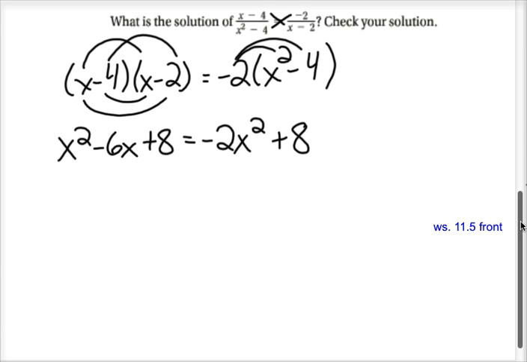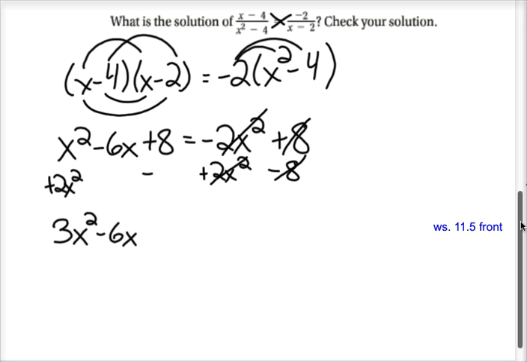So I want to get everything to one side of my equation. So I'm going to add 2x squared to both sides. So we get 3x squared, we have our minus 6x, and I'm also going to subtract 8 from both sides. And it actually ends up just canceling it off from both sides. So I already have 0.